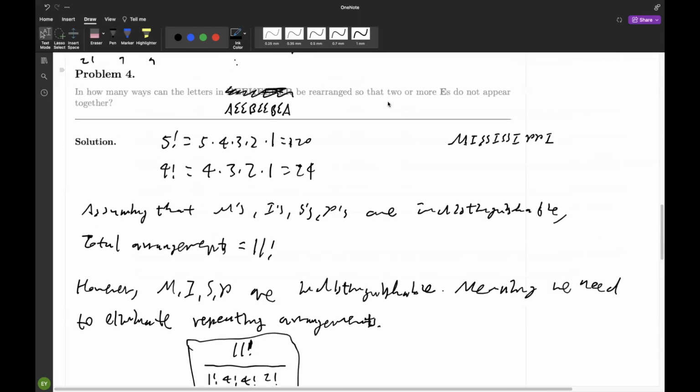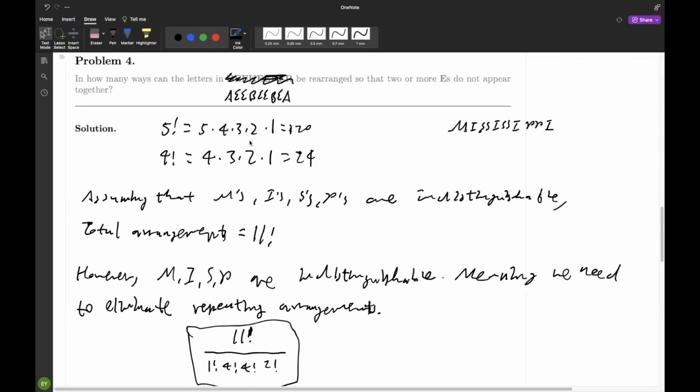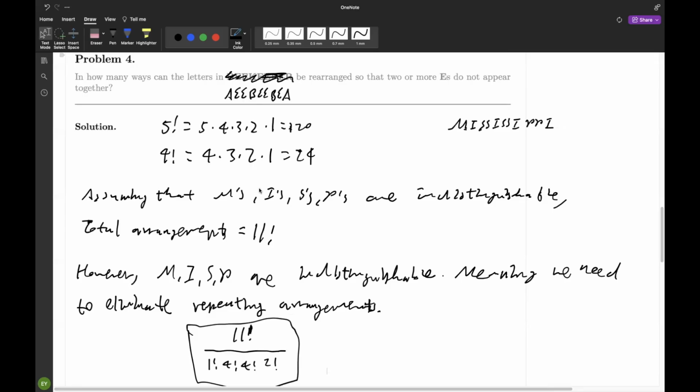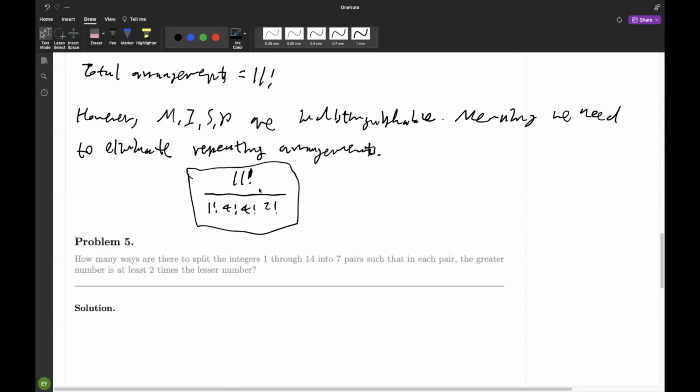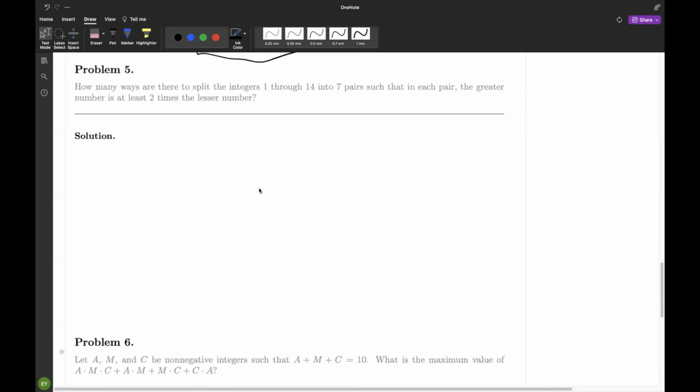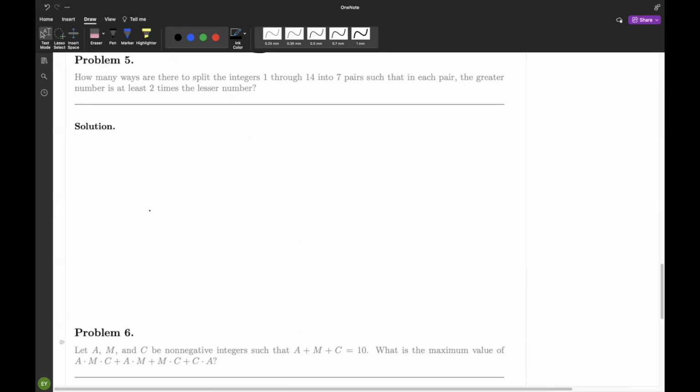Wait, what did I get for number four? I need to check my answer. Did I get 20? Yes, I did. I got 24, and that is indeed the correct answer. Okay. Number five: how many ways are there to split into pairs?